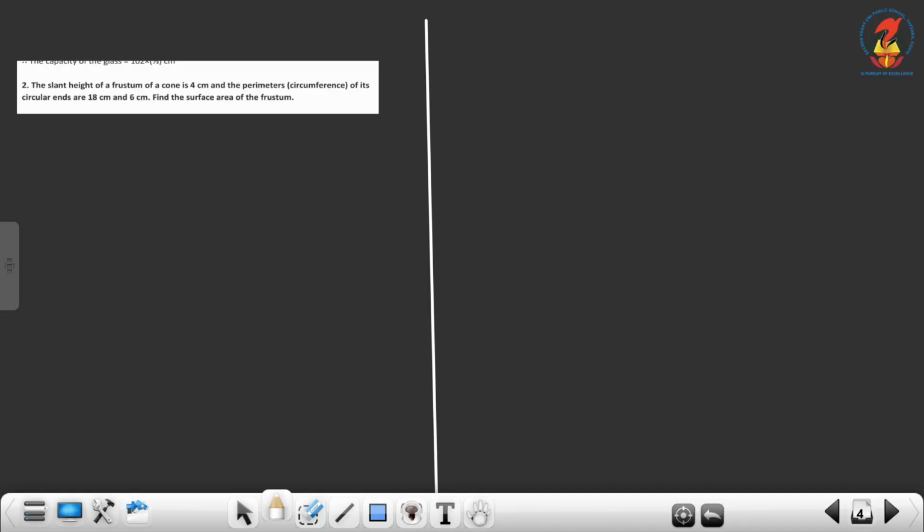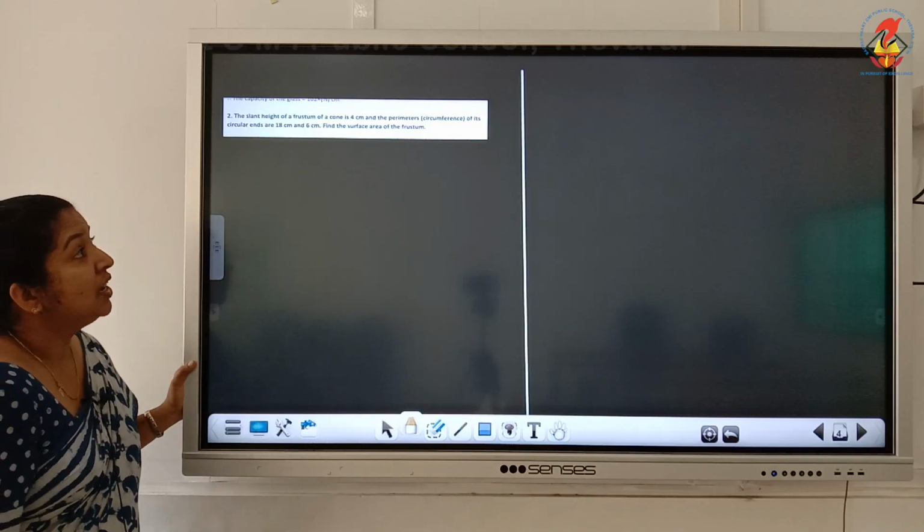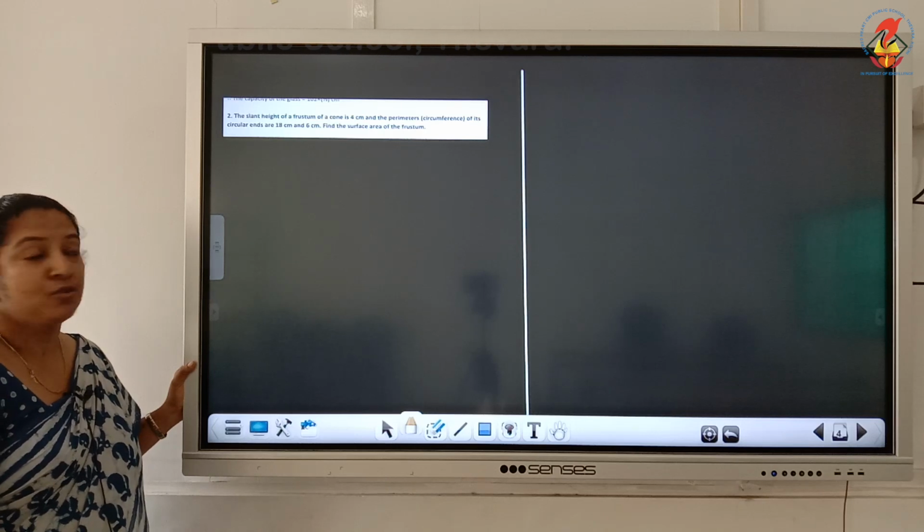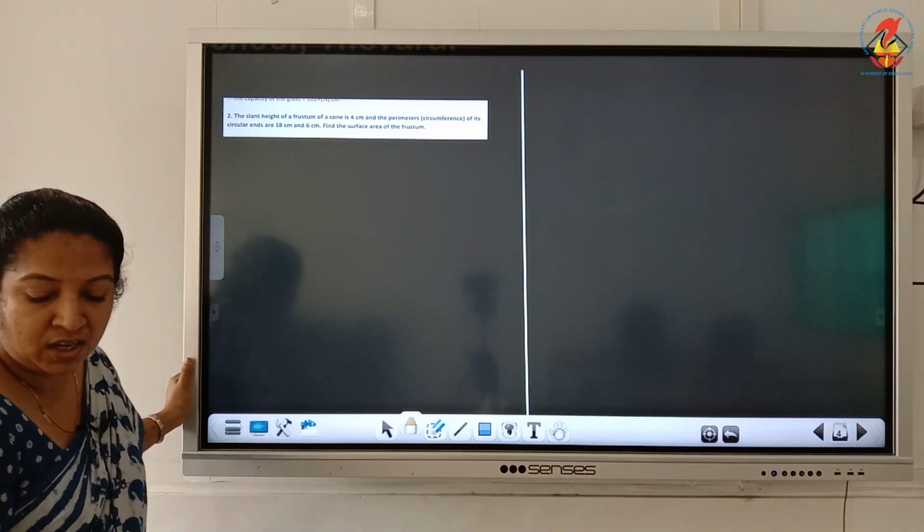Next question, exercise 13.4, second question. The slant height of a frustum of a cone is 4 centimeter and perimeters or circumference of its circular ends are 18 centimeter and 6 centimeter. Find the surface area of the frustum. We have to find the total surface area of the frustum.